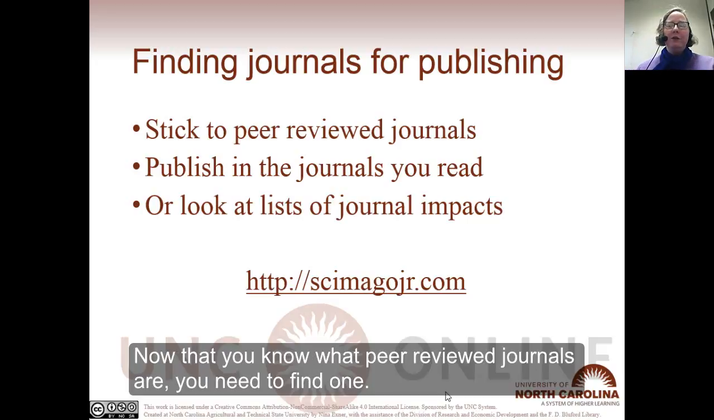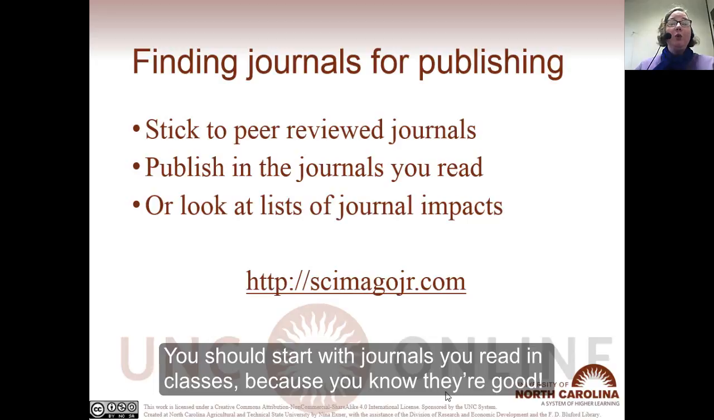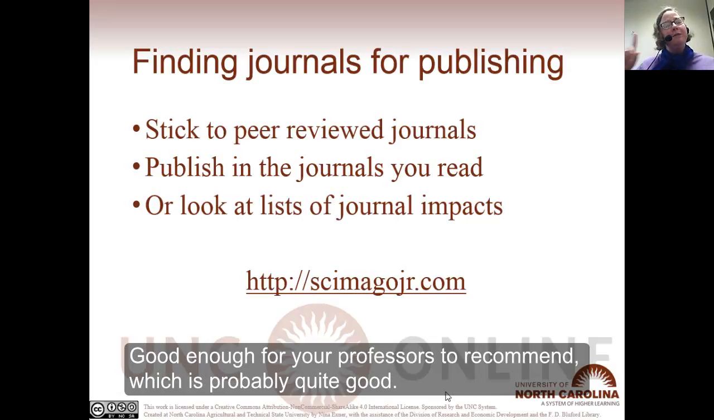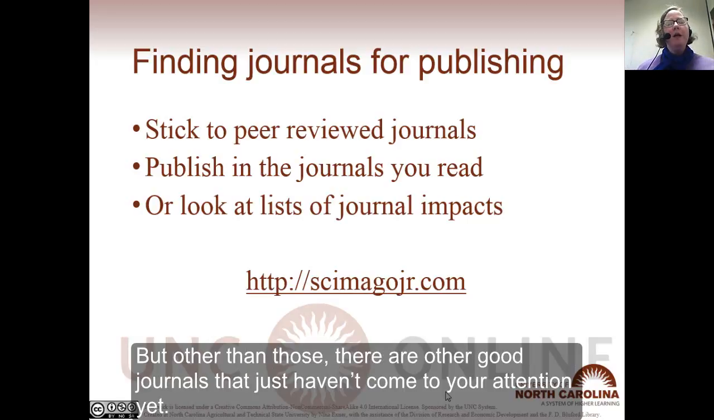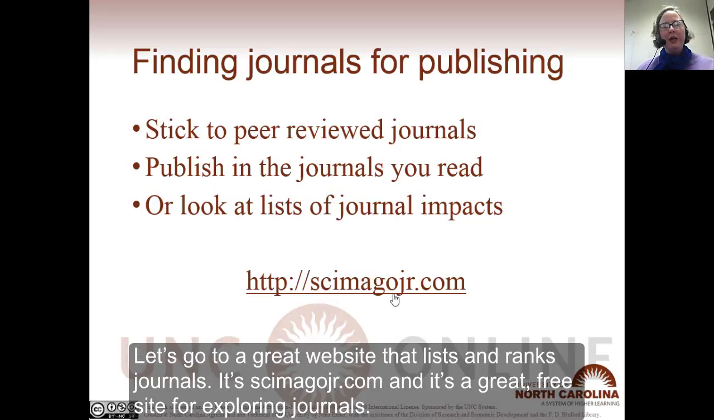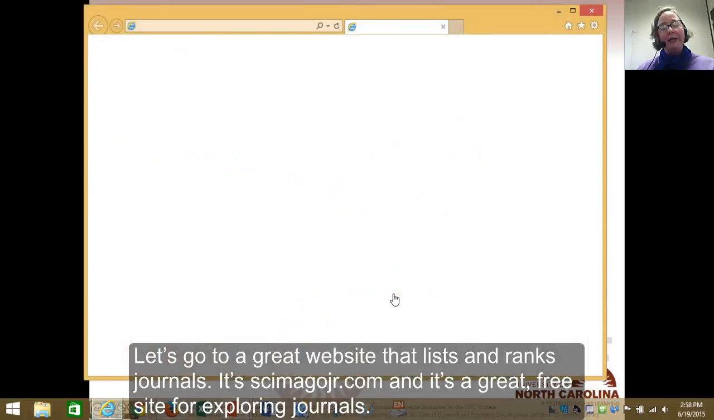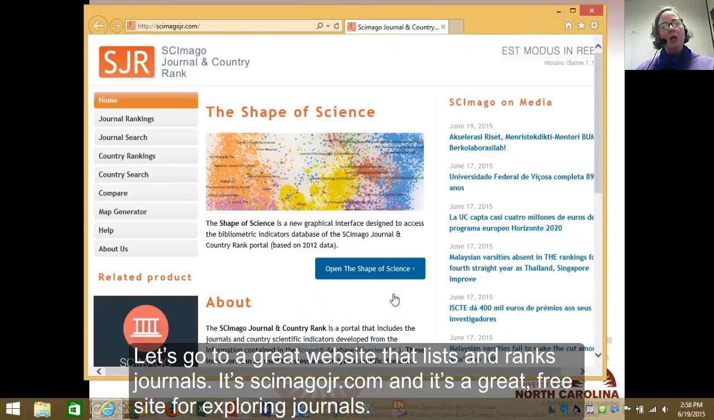Now that you know what peer-reviewed journals are, you need to find one. You can start with journals you read in classes because you know they're good. Good enough for your professors to recommend, which is probably quite good. But other than those, there are other good journals that just haven't come to your attention yet. Let's go to a great website that lists and ranks journals. It's scimagojr.com, and it's a great free site for exploring journals.